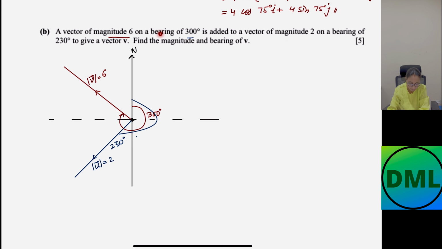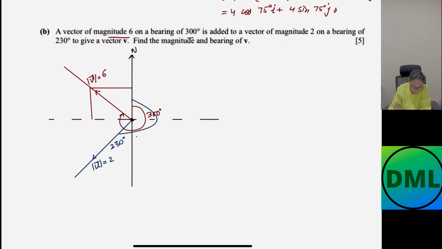First, we will plot the bearing of 300 degree with the magnitude 6. This is our north here and this red angle is 300 degree and this is my vector here which has magnitude 6. Another bearing is 230 degree which is here and my magnitude of the vector is 2 here and this is my 230 degree bearing. I have to add both of them to calculate the magnitude and the bearing of the resultant vector v. First, I need to split this magnitude into the velocity vector in terms of i and j. You can plot the line here also, or if you want, you can plot the line in this direction also.